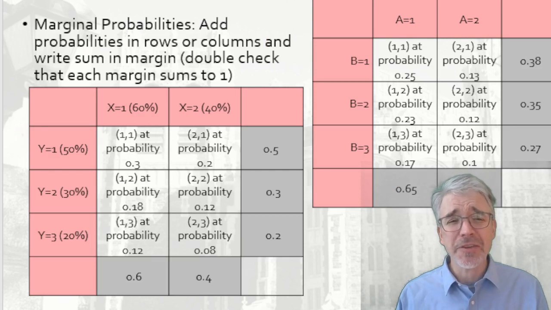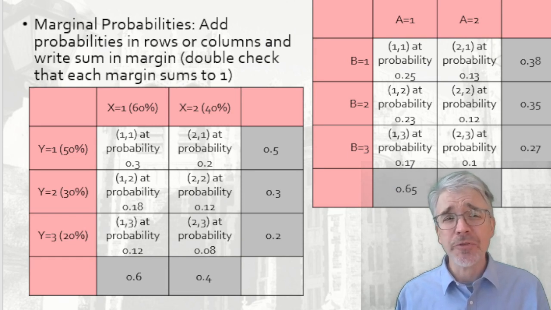On the left-hand side, I have the XY example. On the right-hand side, I have the AB example. The XY example is independent, while the AB example is not independent. To see that, calculate the marginals. Add up the probabilities horizontally. So if Y equals 1, then X equals 1 with probability of 30%, or X equals 2 with probability of 20%, so the sum is 50%.